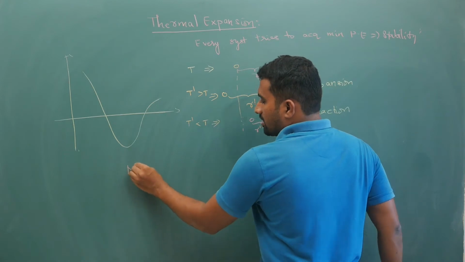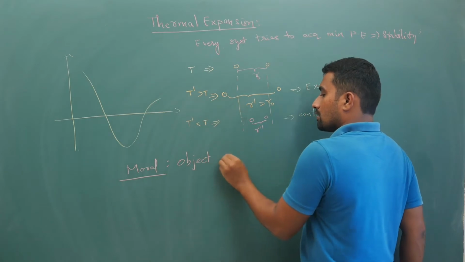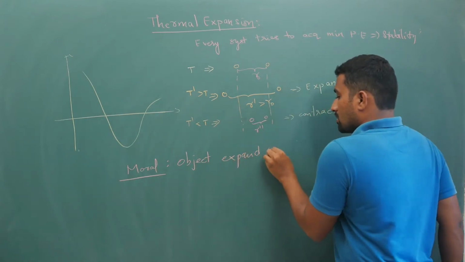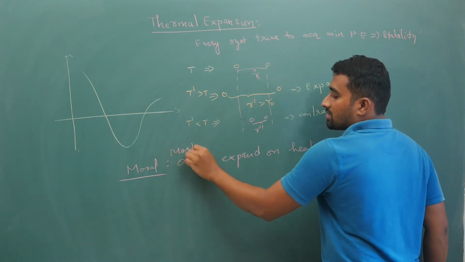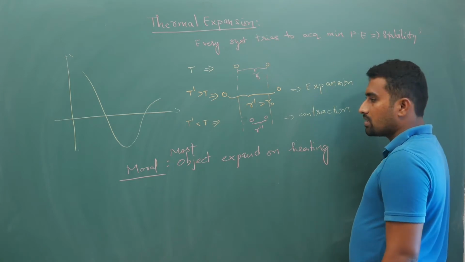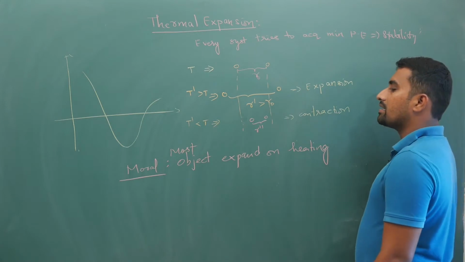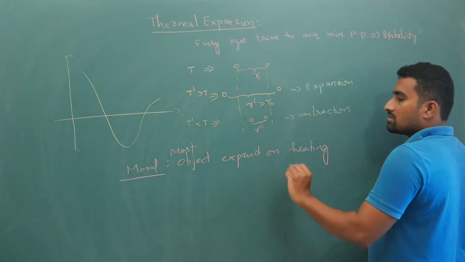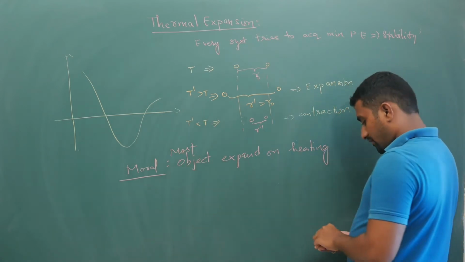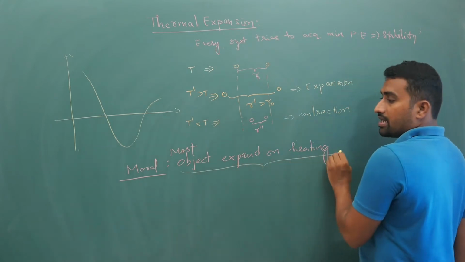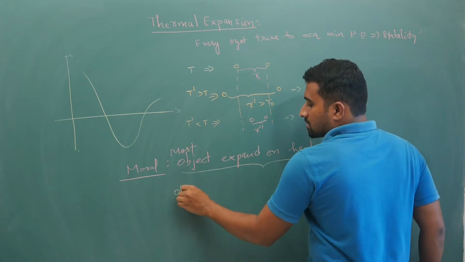Moral of this story is, objects expand on heating. I will not write every object, most objects, as exceptions like rubber are there. Their state will actually change. Plastic, for example, if you heat it, will get converted into liquid. Such a different state change is not what I am talking about. I am talking of expansion in terms of heating for most of the objects.